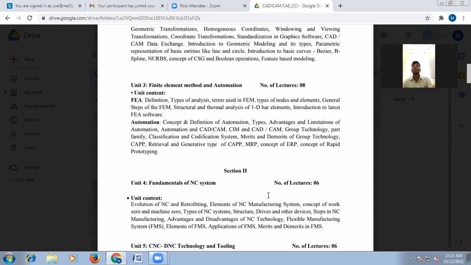Okay, so in that chapter you will see the definition of the finite element method. So what is meant by finite? Word finite and infinite.